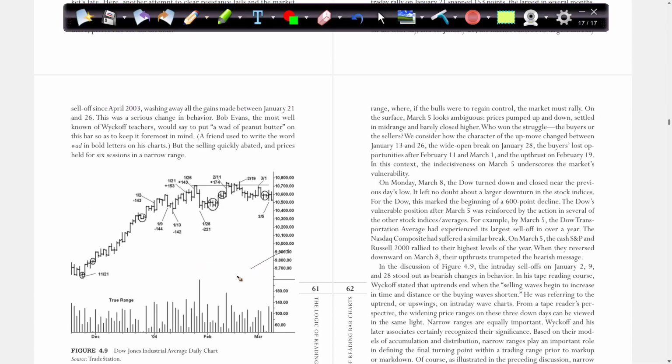So this is our true range histogram, which is the difference between the high minus the low.